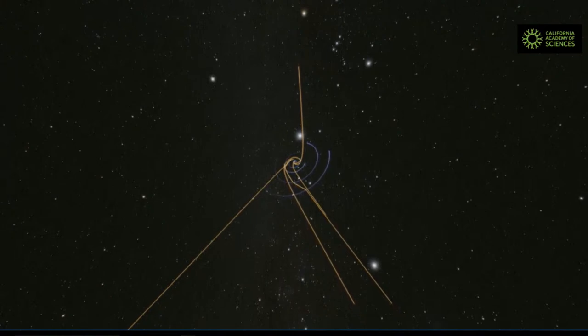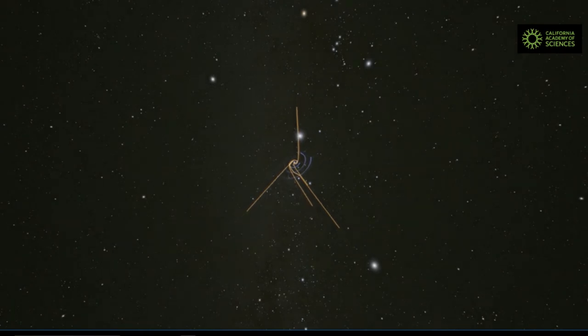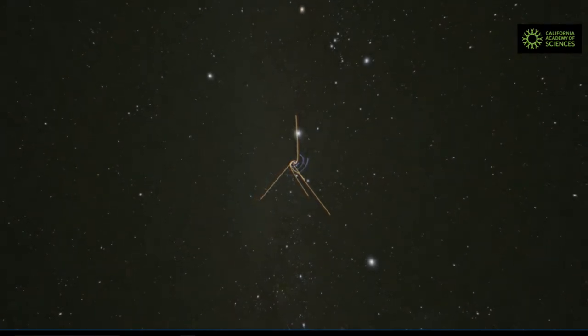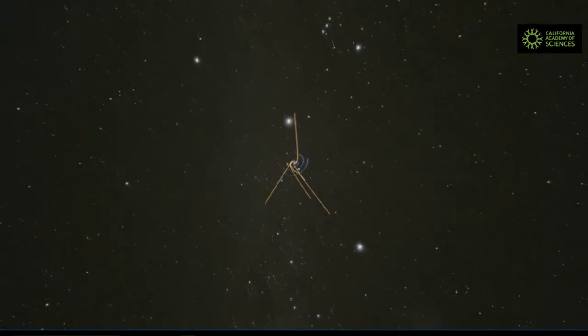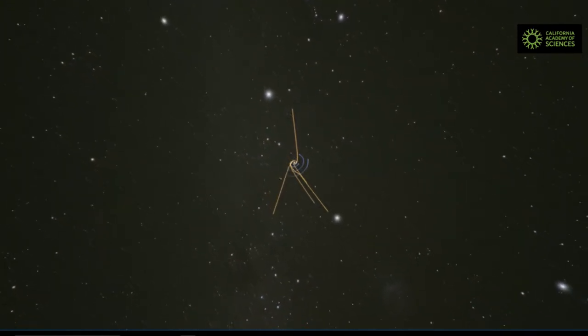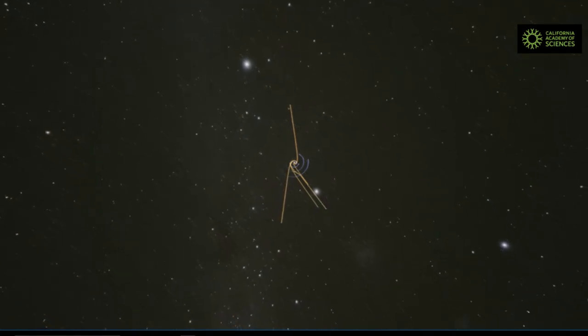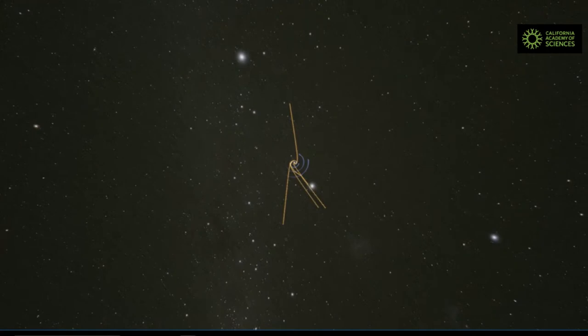And yet, they haven't traveled as far as light can travel in one day. The most distant, Voyager 1, is about 18 light hours away. So it still has a way to go. And it's going to be a long, long time before any of these spacecraft encounter a nearby star, because the stars are so far away, as we're about to see. It's going to take tens of thousands of years to get out to those.